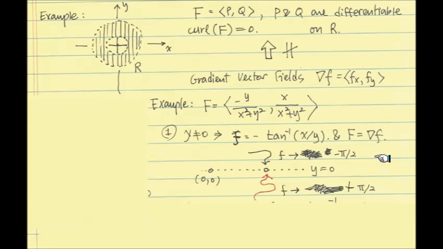But if you approach from below, x is still positive and y is a kind of 0 minus, so this whole thing will be negative infinity, so that goes to positive pi over 2, so together the difference becomes pi.